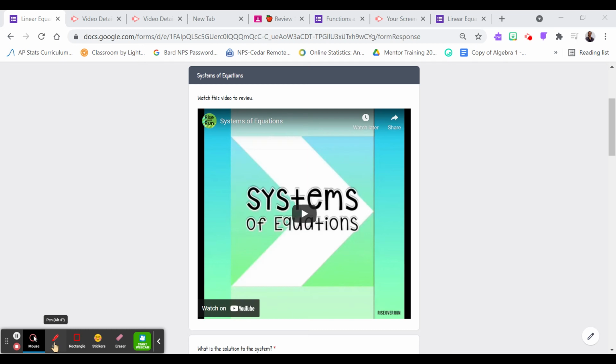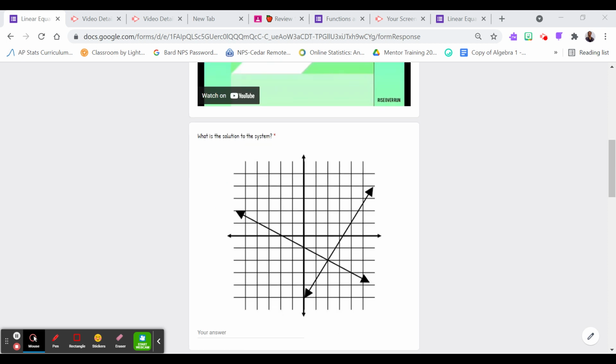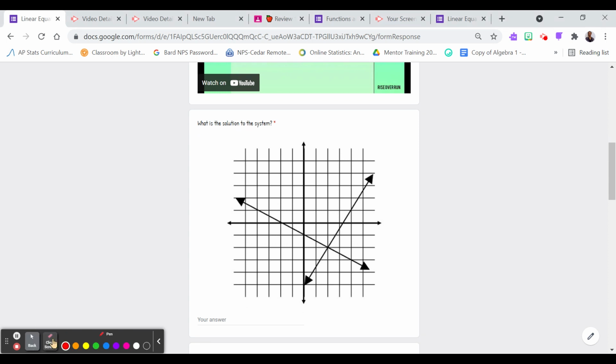Now going to review the systems of equations practice questions. So the very first question: what is the solution to this system? Here we have a graph of two linear equations, or a system of linear equations. Whenever we have a graph, the solution of the system is wherever the two lines intersect. In this case, they do intersect in this one point.